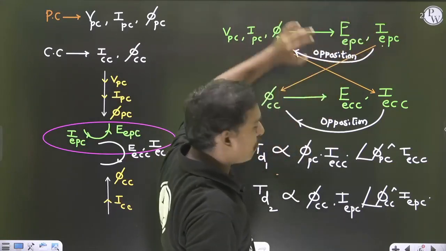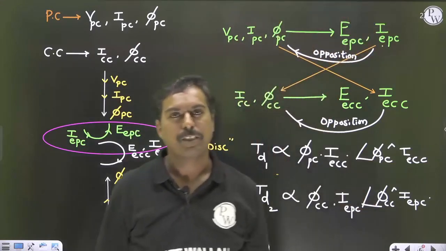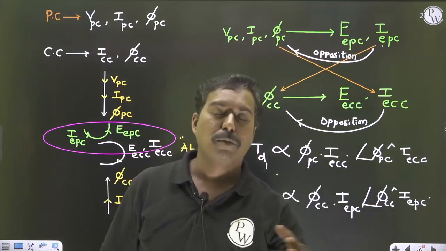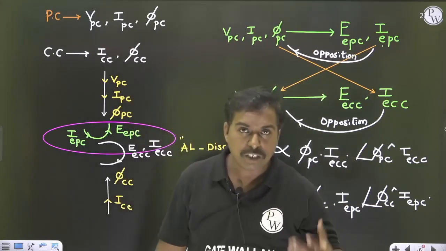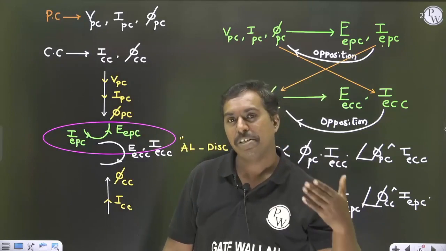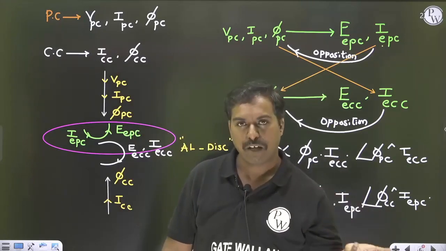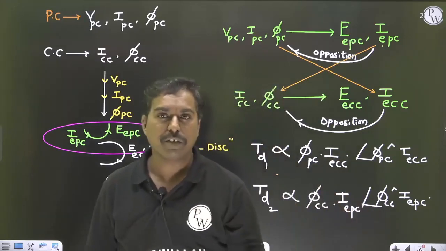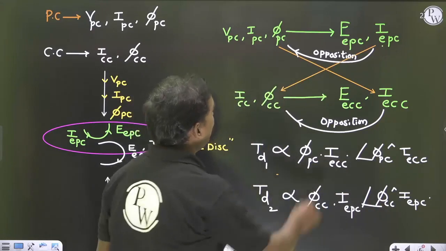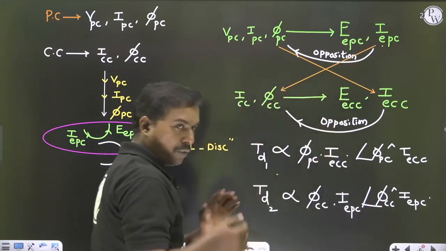Between the created and the creator, there will be opposition, just like the young generation will oppose the old generation, the created one will oppose the creator. That is what Lenz law says. According to Lenz law, the newly created one will oppose the creator. So between these two there is opposition. That's the point you have to understand.